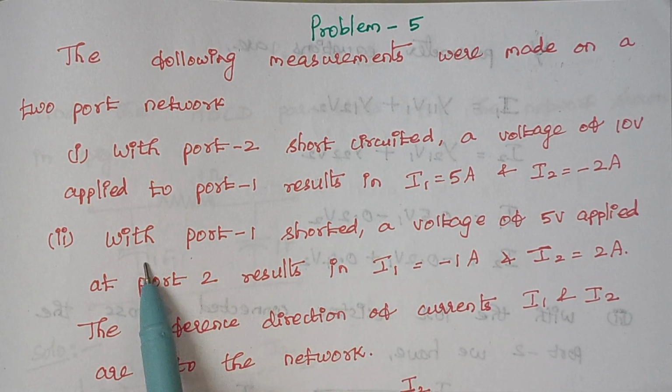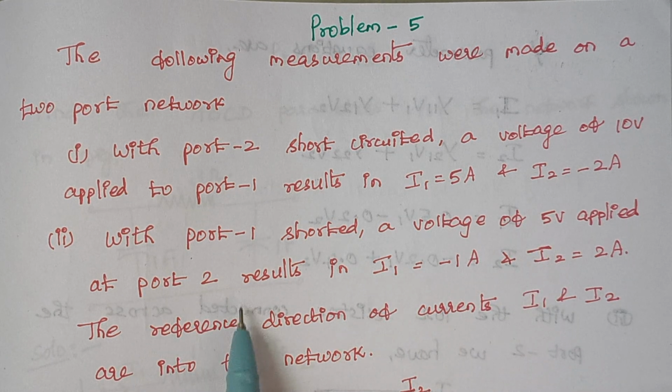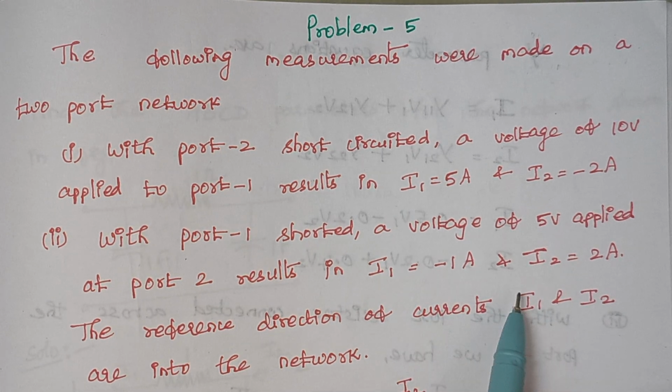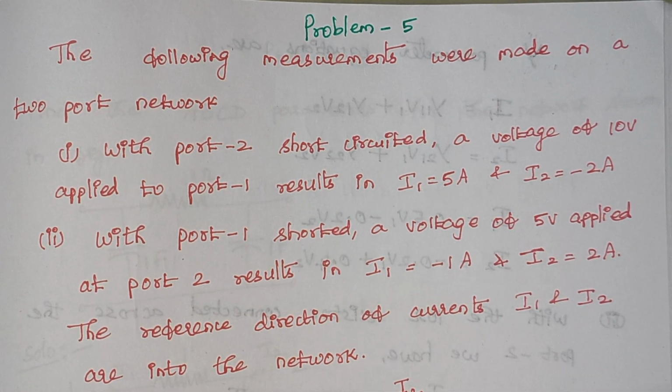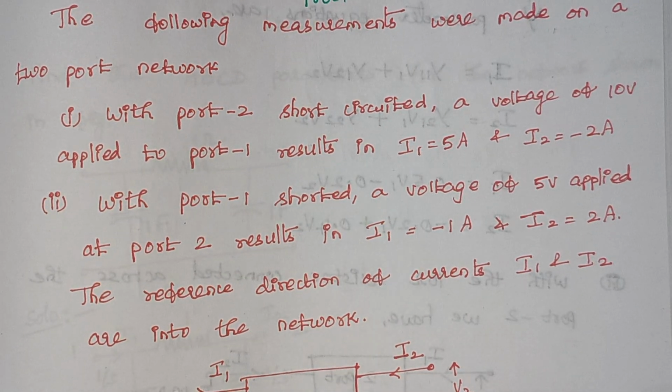And the second test is with port 1 shorted. A voltage of 5 volt is applied at port 2, which results in I1 equal to minus 1 amps and I2 equal to 2 amps. So the reference directions of currents I1 and I2 are given in the network.